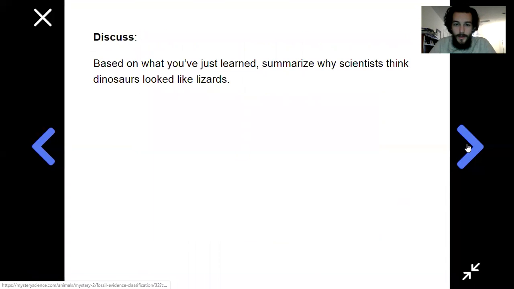So on the next part, based on what you've learned, summarize why scientists think dinosaurs looked like lizards. What I want you to do is write a paragraph, one paragraph, 3 to 4 sentences. You can go over, it can be 5, 6 sentences, that's fine. At least 3 to 4 sentences on what you've learned, and then summarize why scientists think dinosaurs look like lizards. Okay?